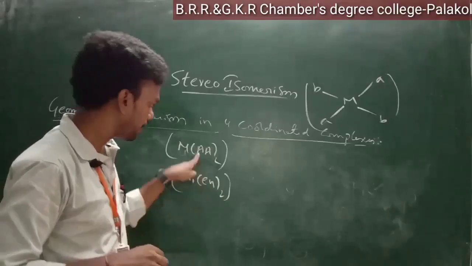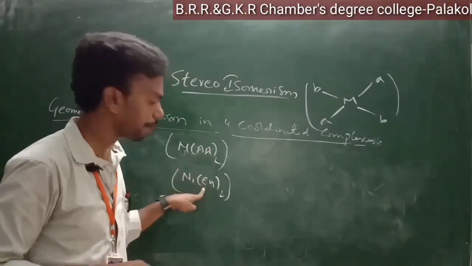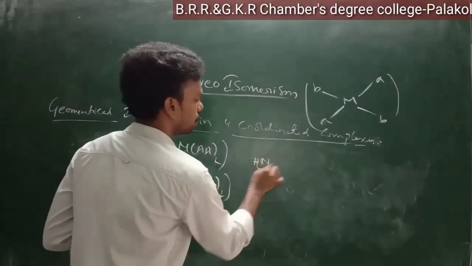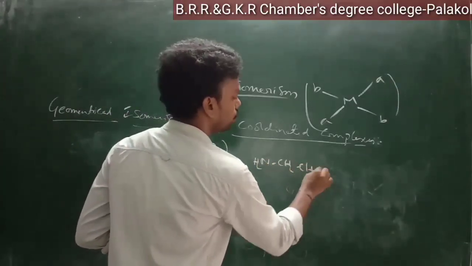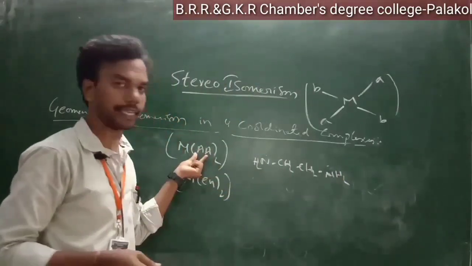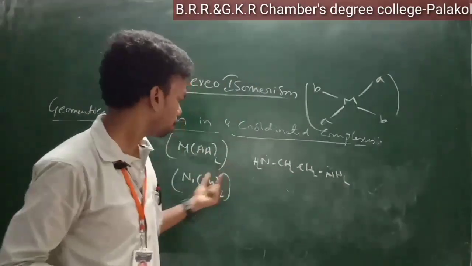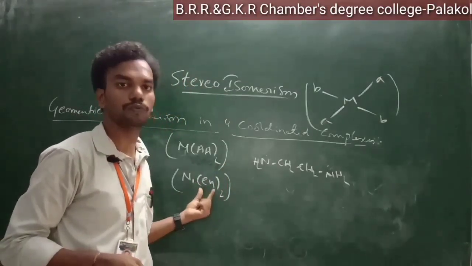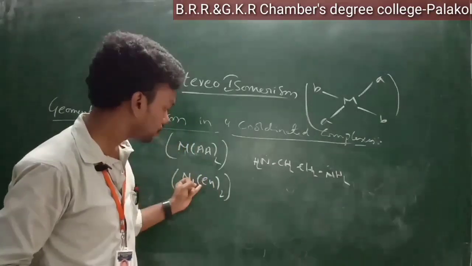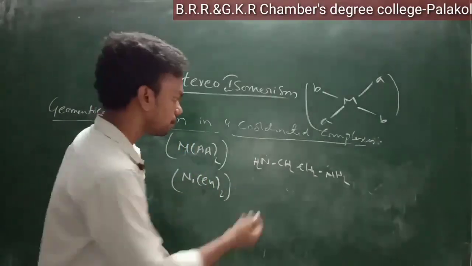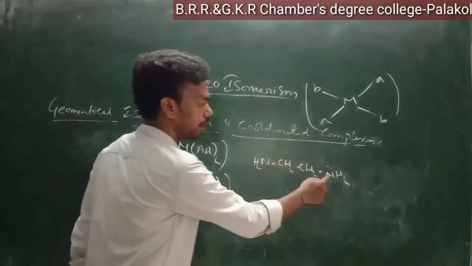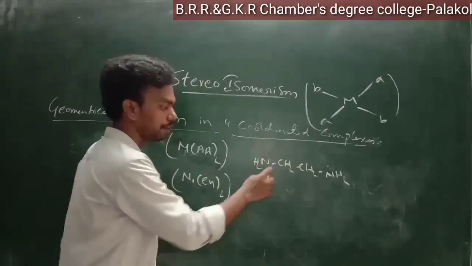Example. So ethylene diamine AA, here 2 donor atoms are same. Ethylene diamine NH2 CH2 CH2 NH2. Here 2 donor atoms are same. So that's why here represented AA, bidentate ligand. So here coordination number is 4, not 2, because ethylene diamine is bidentate ligand. That's why 2 into 2, that is 4. Here 4 donor atoms are same. One ethylene diamine here 2 nitrogens. Another ethylene diamine you are having 2 nitrogens.